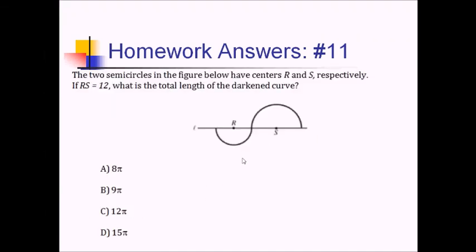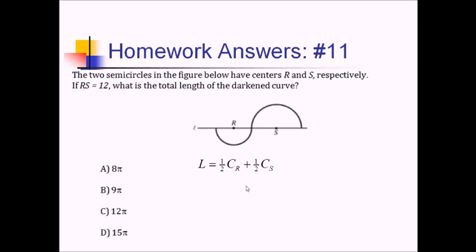For this tricky problem number 11 here, we're given that distance RS is 12. We've got these two semicircles, and we're trying to find the total distance that these two semicircles make up. The key on this one is realizing that you're basically adding two half circumferences together. They're not necessarily the same size, but they're definitely half circumferences. So in general terms, we can write that the length we want is half the circumference of circle R plus half the circumference of circle S.